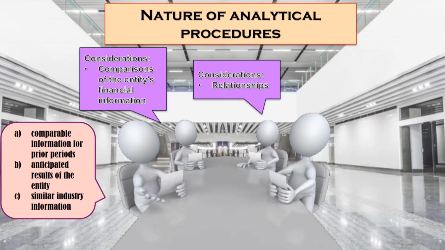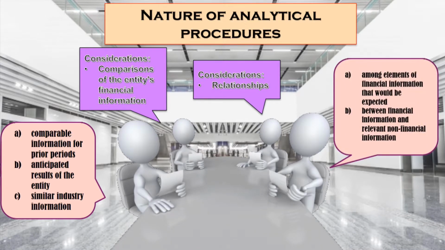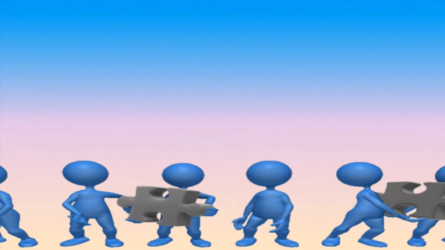Second, analytical procedures also include consideration of relationships. Typically, relationships are considered between elements of financial information that would be expected to conform to a predictable pattern. Furthermore, it also considers relationships between financial and non-financial information, such as payroll costs to number of employees.